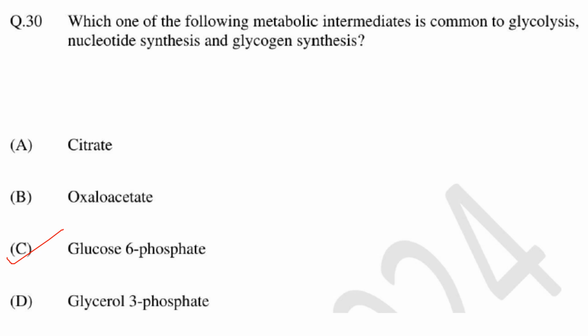Then in glycogen synthesis, glucose 6-phosphate is converted to glucose 1-phosphate and is used in the synthesis of glycogen. Citrate and oxaloacetate are intermediates of the citric acid cycle, and glycerol 3-phosphate doesn't have anything to do with glycolysis, nucleotide synthesis or glycogen synthesis. It is involved in lipid metabolism.